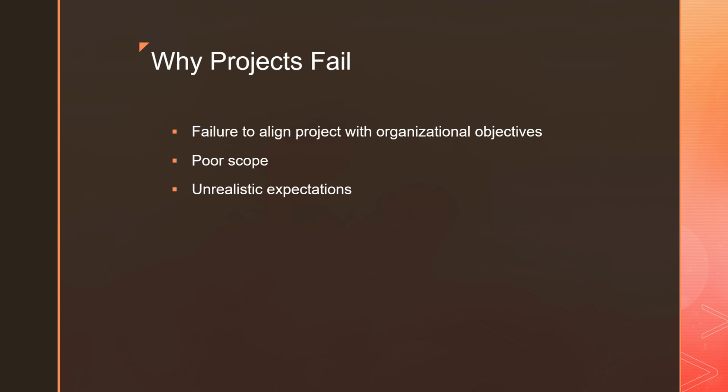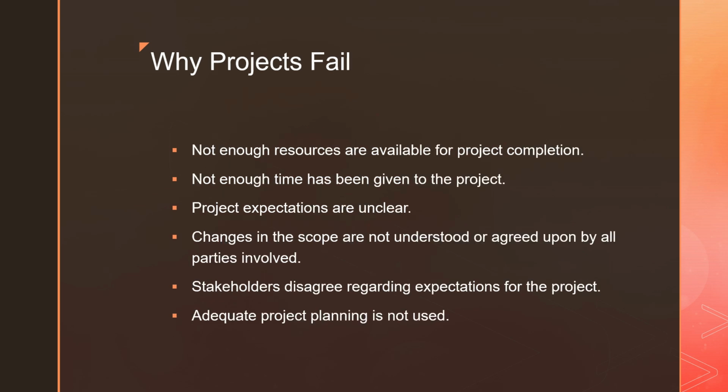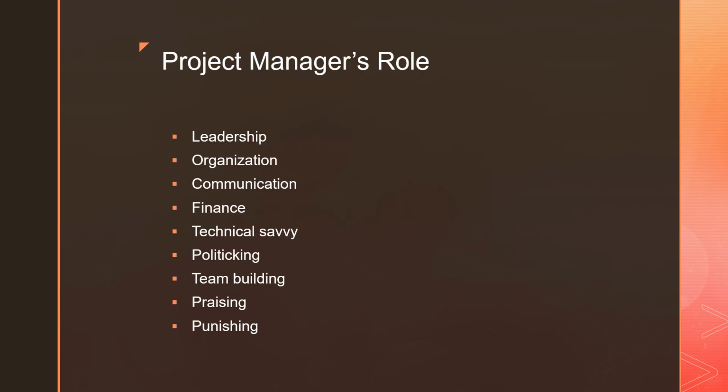Failure to align projects with organizational objectives, poor scope, unrealistic expectations, lack of executive sponsorship, lack of project management, inability to move beyond individual and personality conflicts, politics, not enough resources available for project completion, not enough time given for the project, unclear project expectations, abrupt changes in scope that are not understood or agreed upon by all the stakeholders, stakeholders disagreeing regarding expectations of the project, and adequate project planning not being used. So those are the reasons why projects fail.